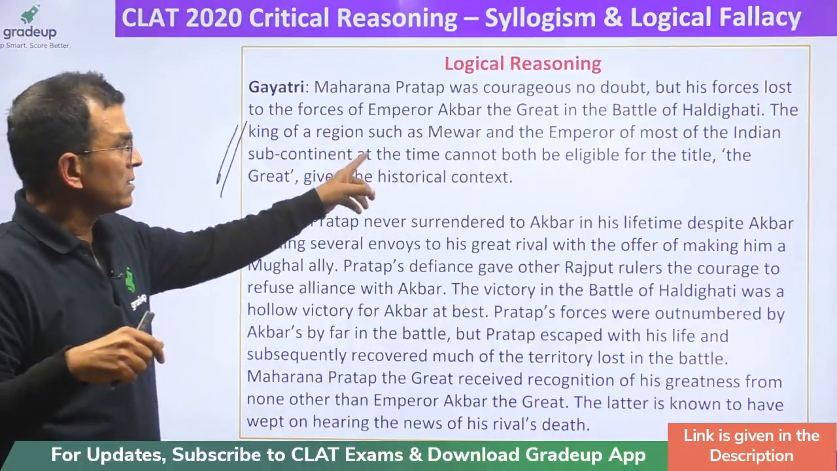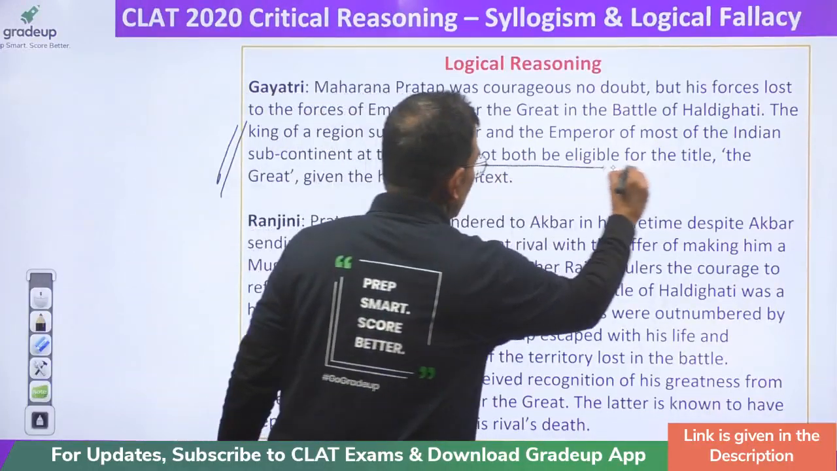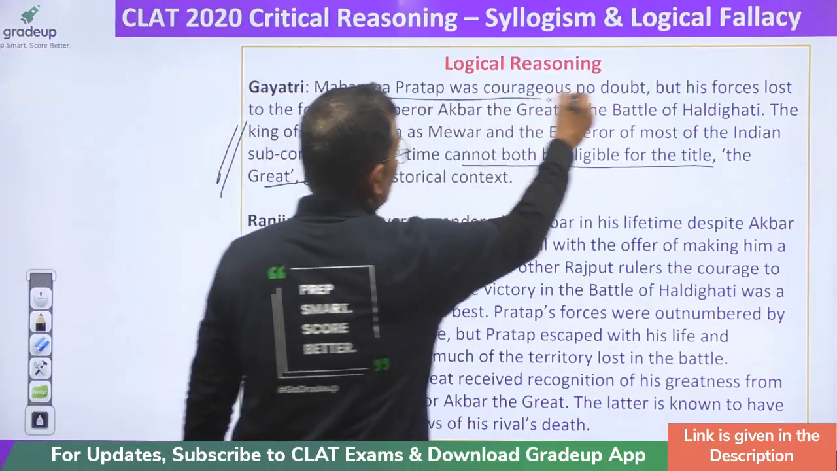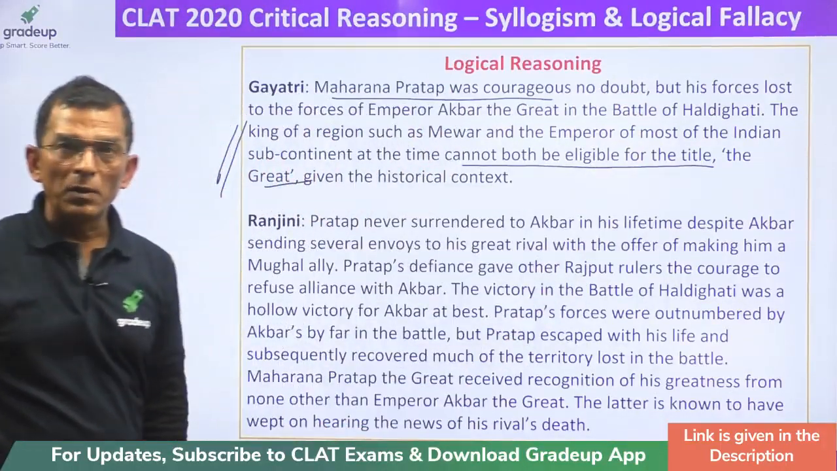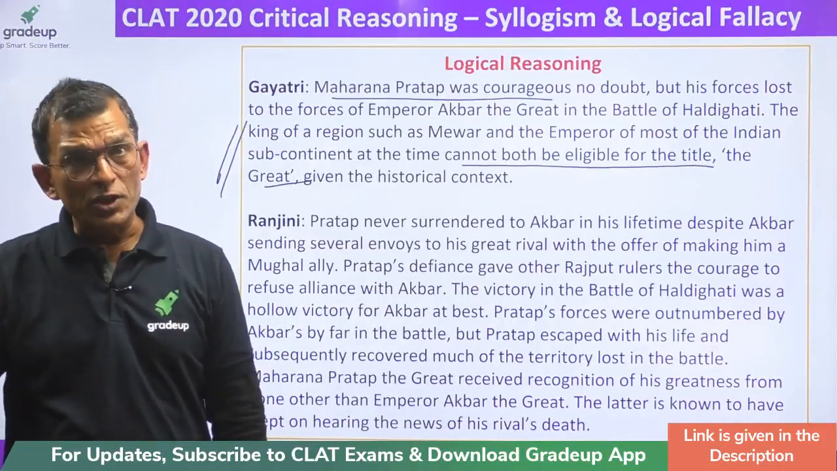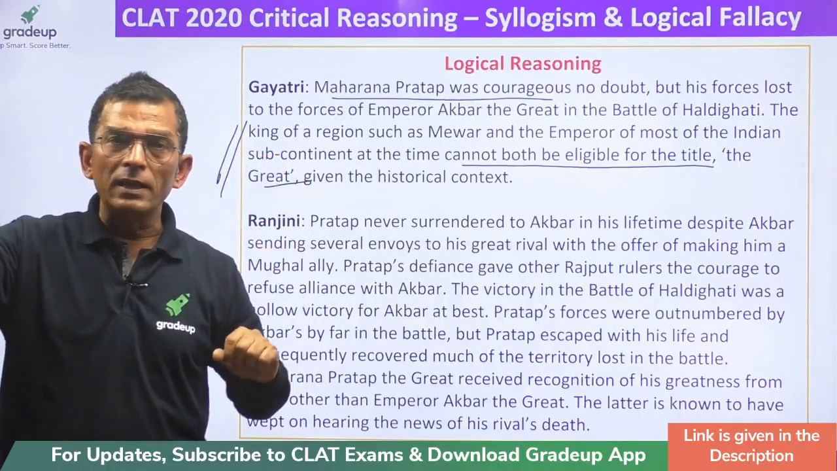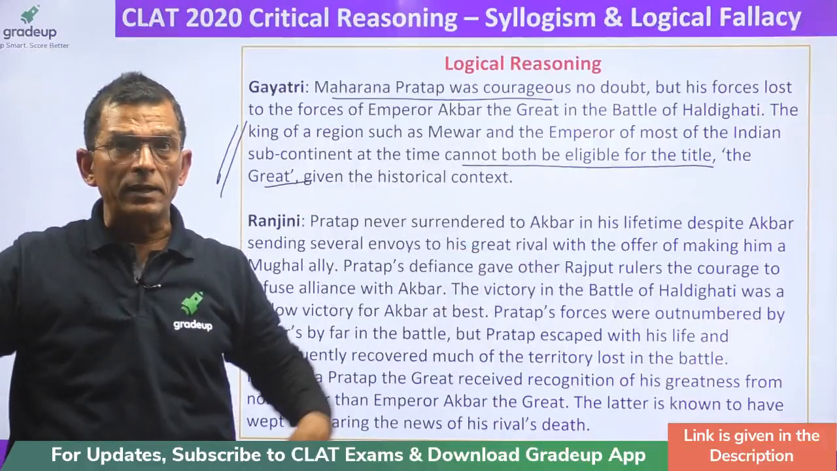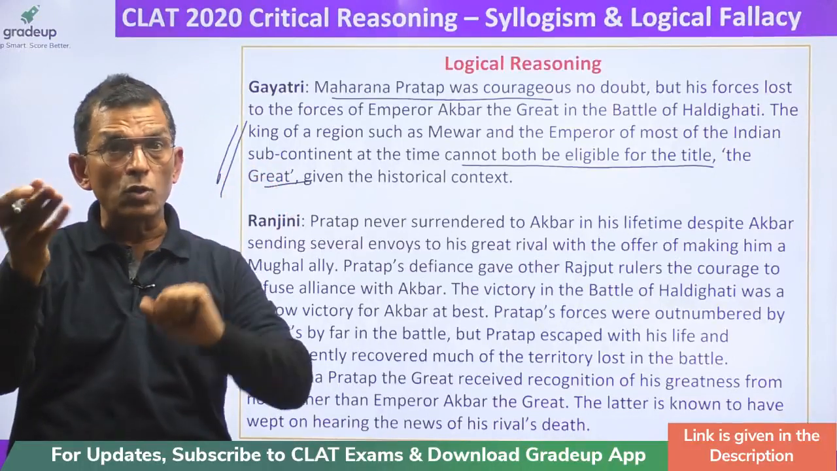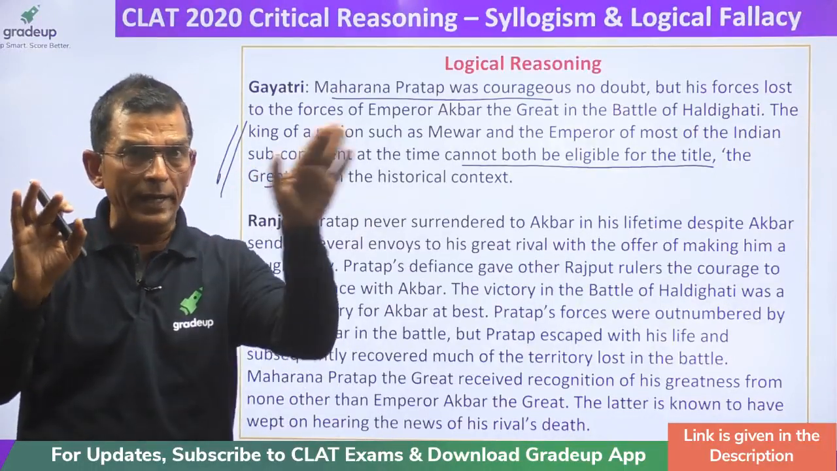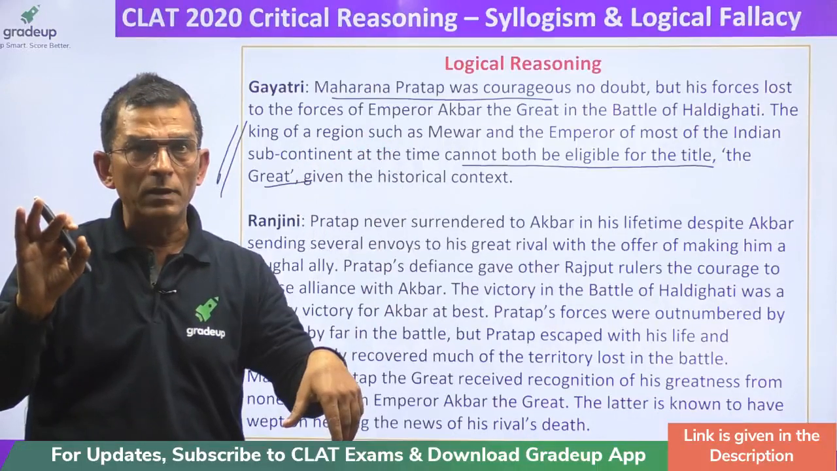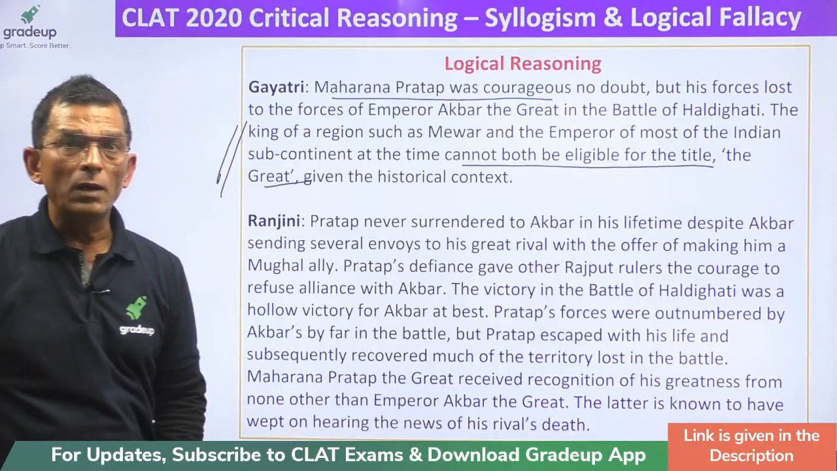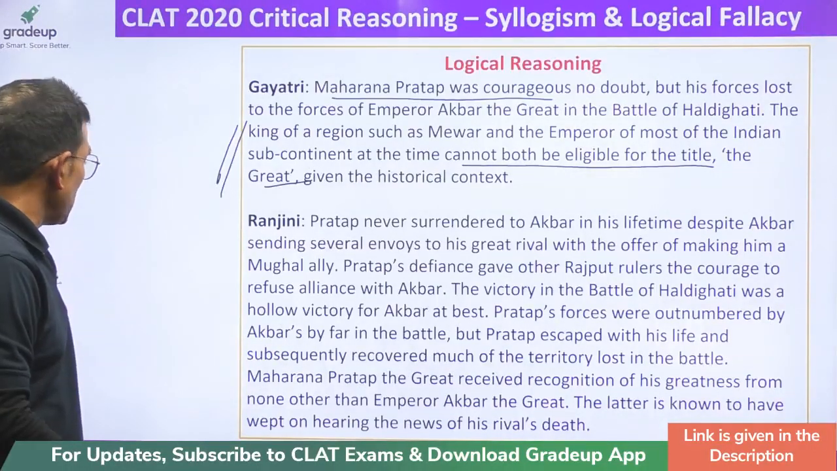No, you see, read this. They cannot both be eligible for the title, the Great. And then here she says, Maharana Pratap's forces lost. And then she says, both cannot be given. And then there was this Akbar who had control over a great territory. So both cannot be given the title. So what is she trying to say? She has already negated one part of Maharana Pratap. So who should be the Great? The Great title should go to Akbar. That's why. It's a pretty easy one.